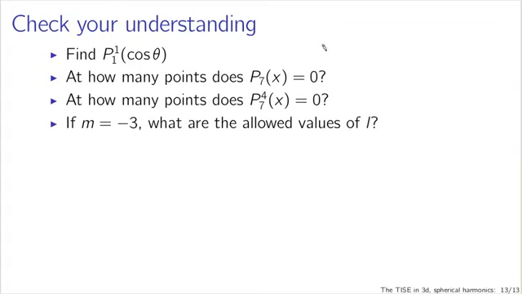And then think about how many points in the x direction the 7th order Legendre polynomial equals 0. And then how many points along the x-axis the 7th order Legendre polynomial, converted into the associated Legendre function, equals 0. And finally, if m is equal to 3, what are the allowed values of L?